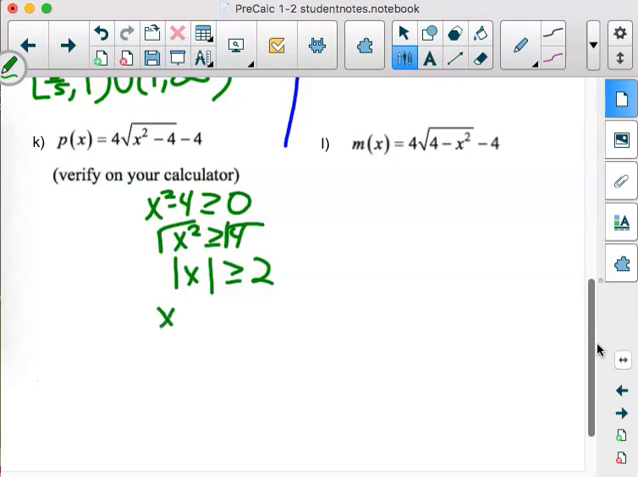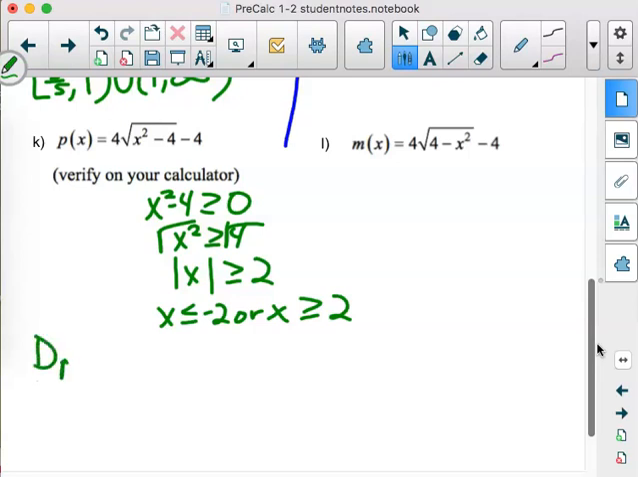So x will be less than or equal to negative 2, or x will be greater than or equal to positive 2. And we have to be careful with that when we have something that's an even power, an exponent that's even, underneath an even root. And that's what happened here. So we have to think our way through those pieces.